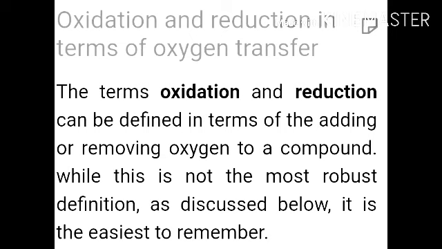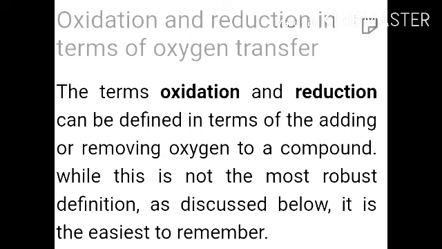Still, these things can be really confusing to remember. So here are a couple really great mnemonics. First is the term OIL RIG. This is the name of one of those big structures you use to drill for oil. OIL stands for oxidation is loss, and RIG stands for reduction is gain. This is a really good mnemonic.